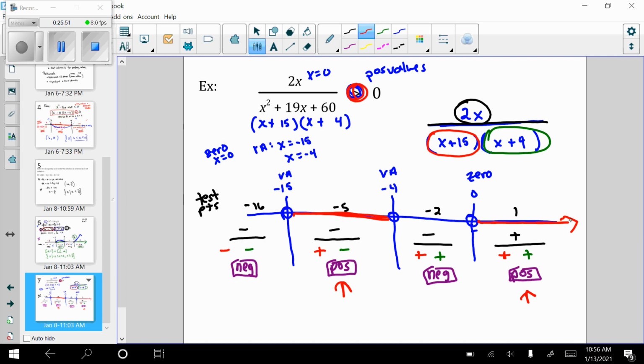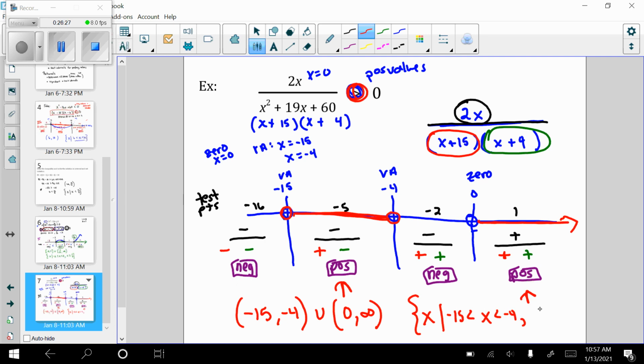In interval notation, none of this is included. Vertical asymptotes are never included. Zeros are only included if it's greater than or equal to, but this one was just greater than. So the interval is negative 15 to negative 4, union, 0 to infinity. Or all values of x such that x is between negative 15 and negative 4, and x is greater than 0.